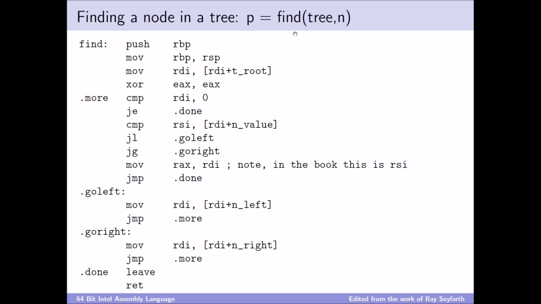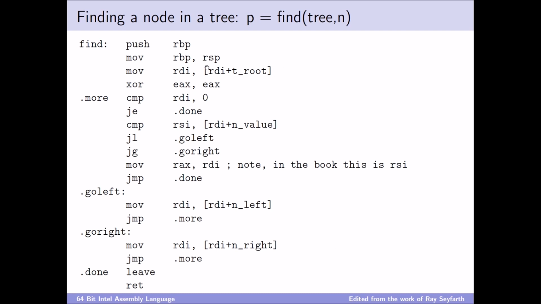The find function will take two parameters. We'll take a pointer to the tree itself and then the key that we are looking for in the tree. Then we want to return the pointer to the node in the tree where we found a corresponding matching key. So we start by setting up our stack frame. In this function, we don't need to worry about any stack-based storage, so that's easier for us to handle at least.